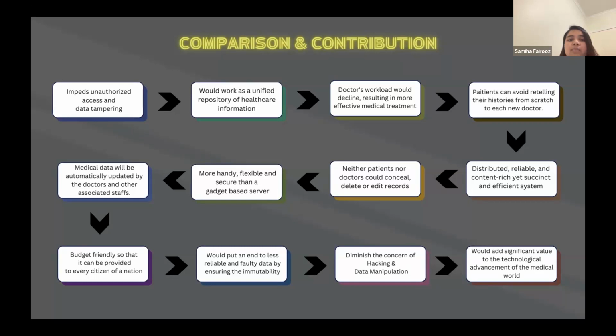On top of that, the card being free is more efficient than a gadget-based server and could be issuable to all the citizens whatsoever. Additionally, there is no chance of data loss as none can edit, alter, or delete any past information from the card. Above all, physicians will be secure from doing inappropriate treatment by the hypothetical information given by the patients. Solving all these shortcomings of the related works, the medical history card would definitely add significant value to the technological advancement of the medical world.